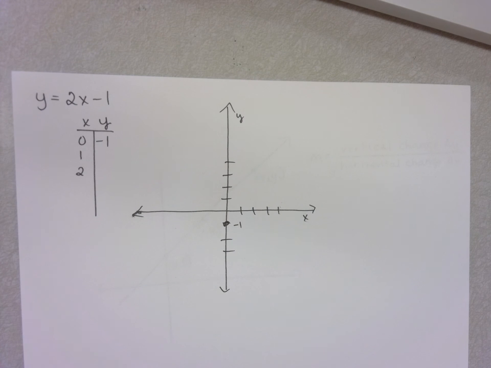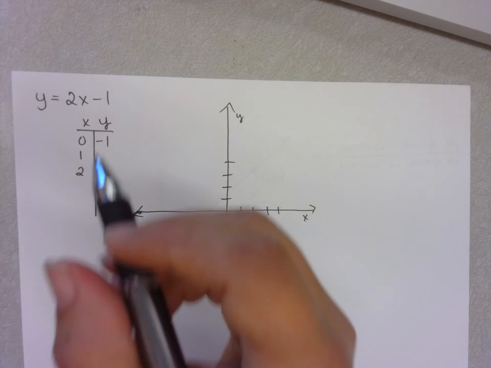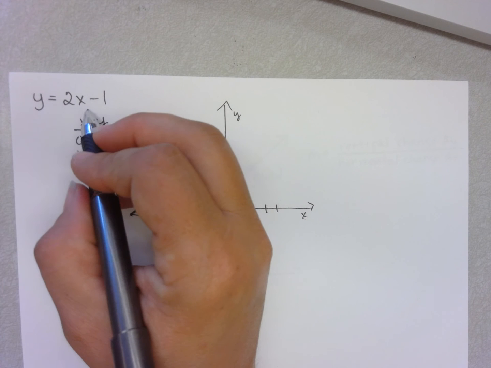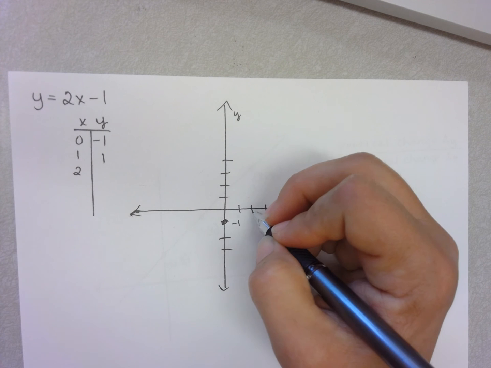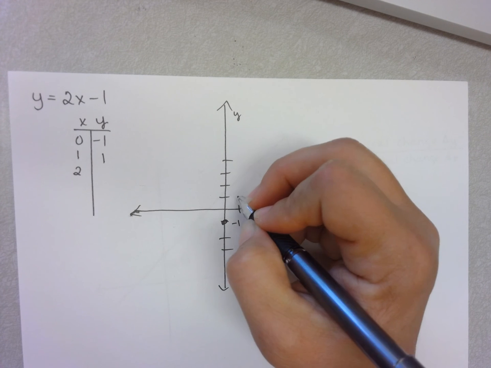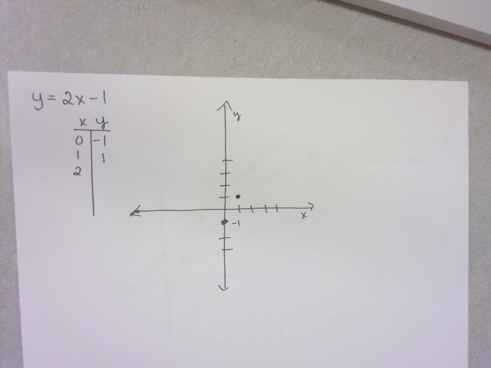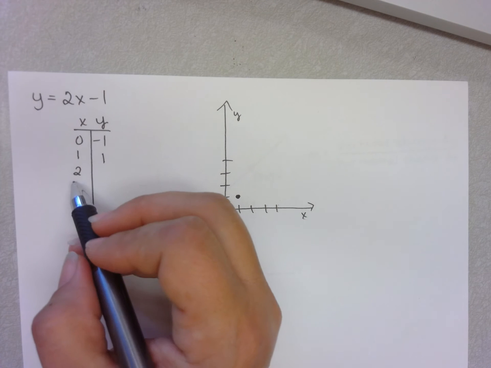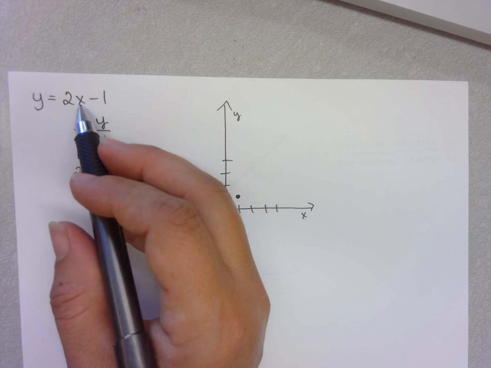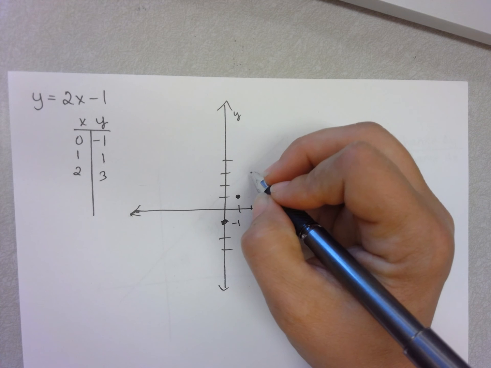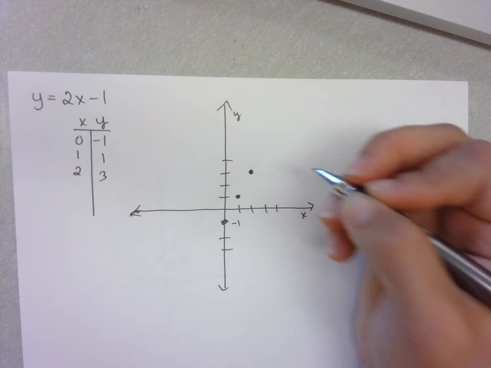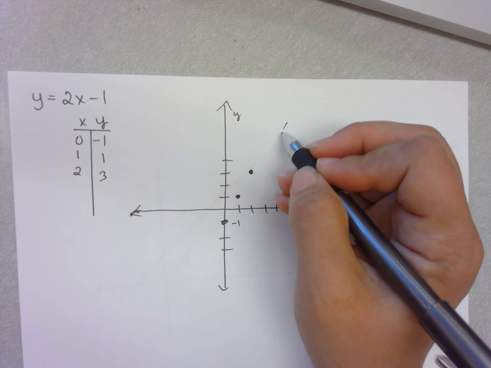All right, if I plug in 1 to plot another point, I get 2 times 1, which is 2, minus 1, so I get the point (1, 1). And then just to make sure that I really am on a straight line path, and because I know I should be, I get 2 times 2, which is 4, minus 1, which is 3, and so I have (2, 3) here. Okay? So this is the graph.